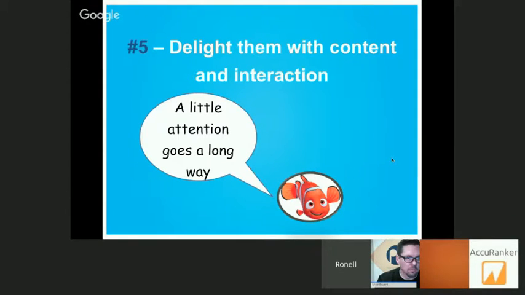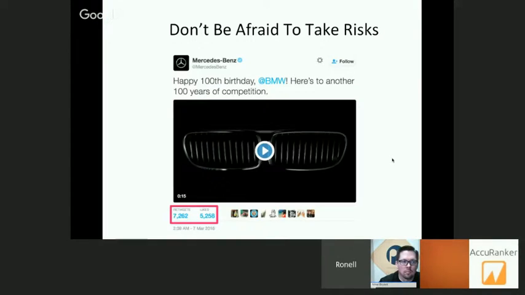Another thing I don't think we focus enough on, we focus so much on the utility of content, and that can be great. But I think it has to reach a level that it would be interesting enough for people to do something with it. I think of the campaign very, very simply, where BMW was celebrating their 100th year, and Mercedes-Benz got on everybody's radar by tweeting out, hey, we relish the competition.